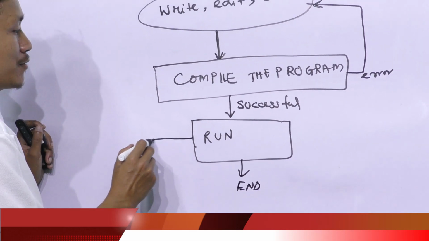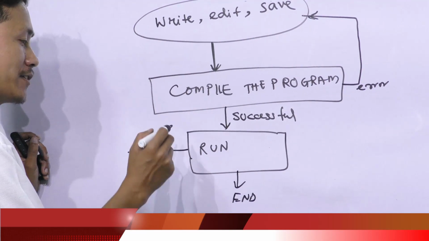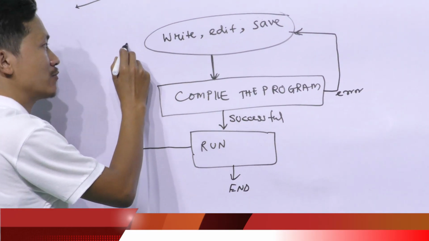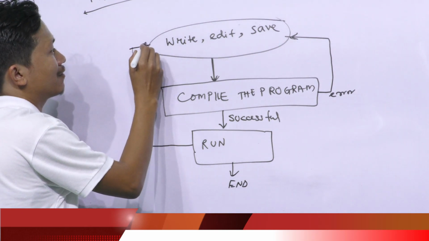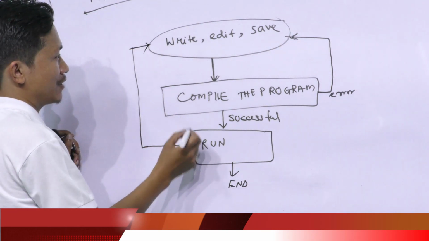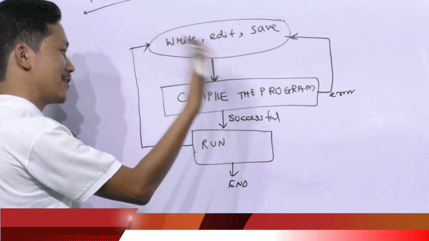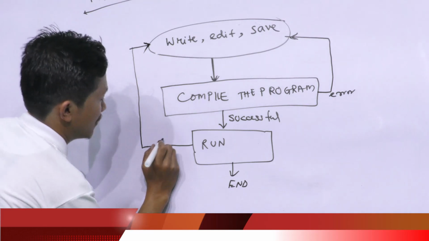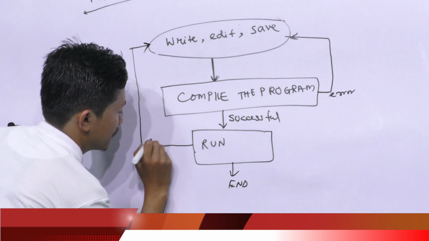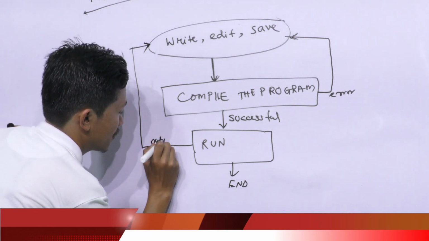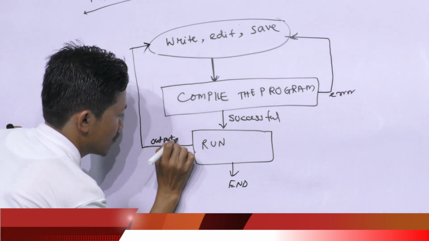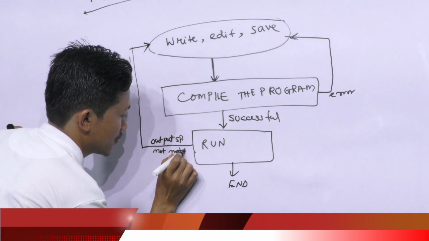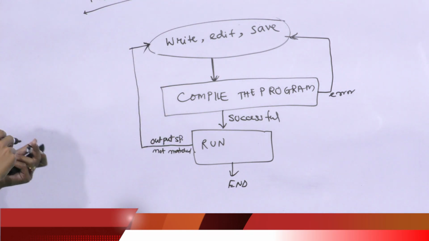Otherwise, if the output after running the program doesn't match the output specification of the problem, then we have to come to the first step, meaning edit, then save, then compile. All these steps should be repeated if the output specification does not match. This is known as the programming cycle.